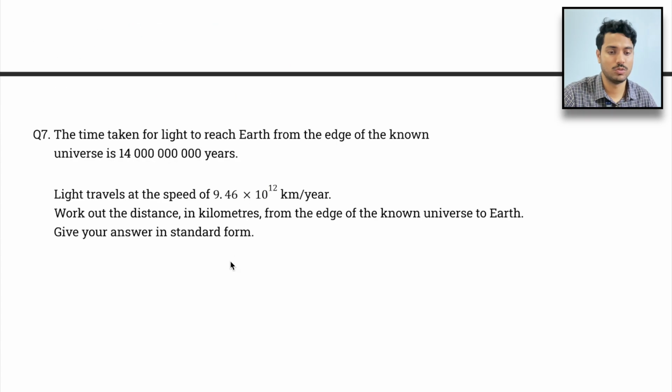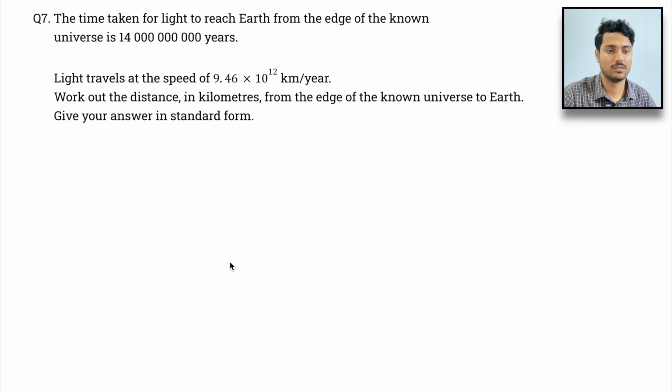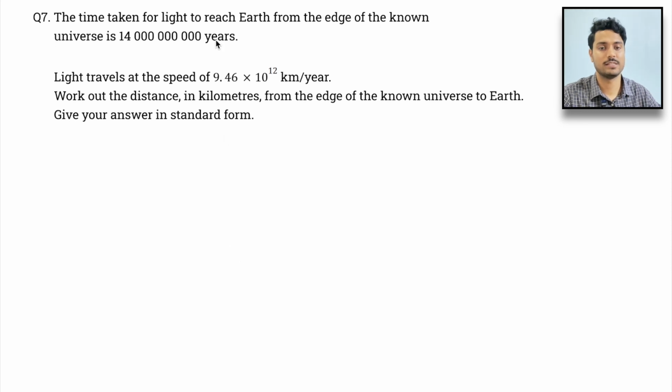Let's move on to question number 7 now. It's a word problem. So let's check. It says the time taken for the light to reach the earth from the edge of the known universe is these many years. Light travels at a speed of this much kilometer per year. Work out the distance in kilometers from the edge of the unknown universe to the earth. Give your answer in standard form.